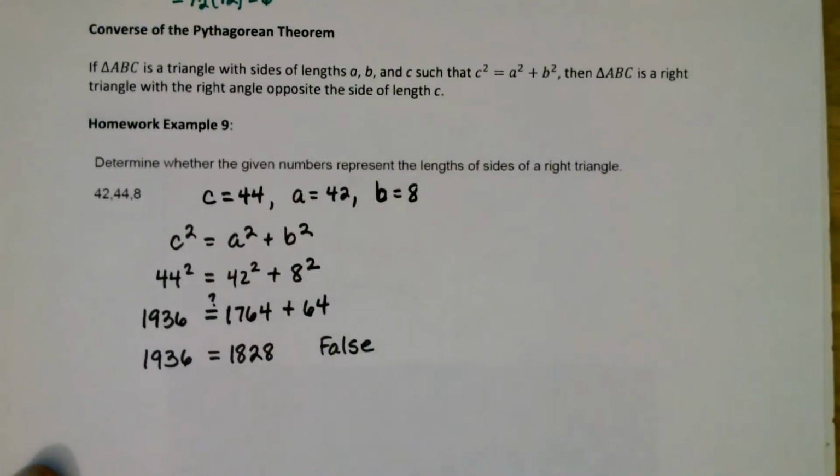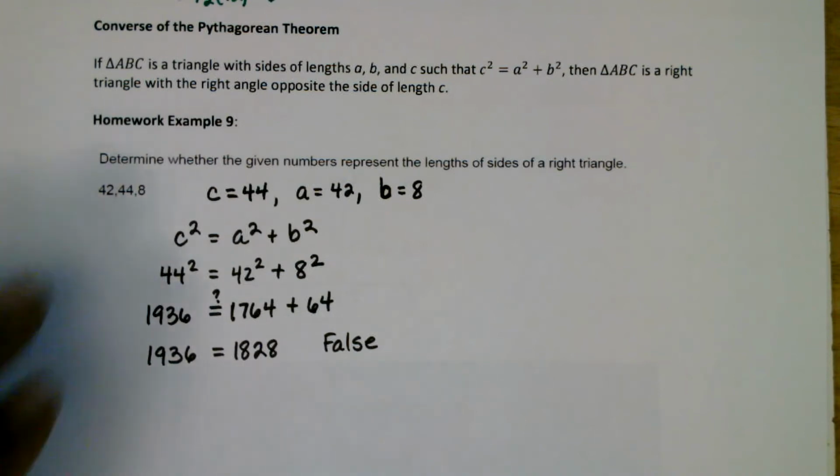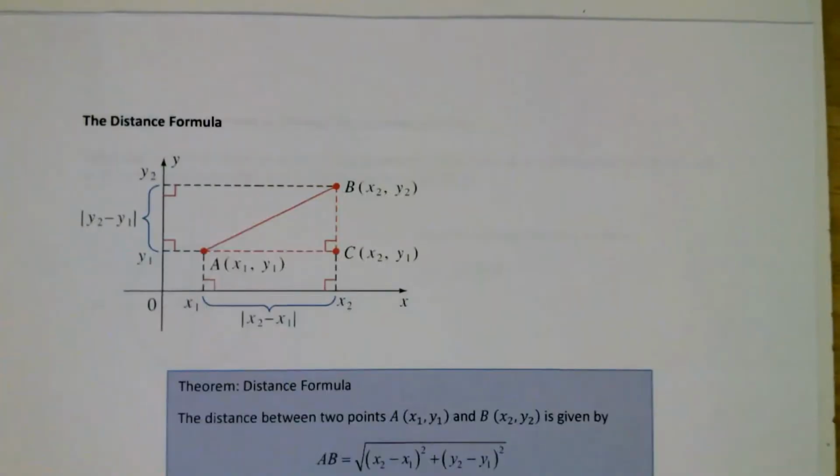Okay. So the numbers 42, 44, and 8 do not represent the lengths of the sides of a right triangle, okay? Because the left side must equal the right side in order for you to have a right triangle in this case. All right, so much for that.